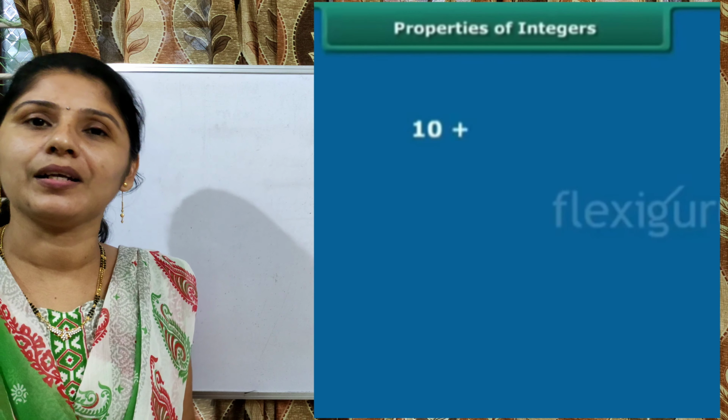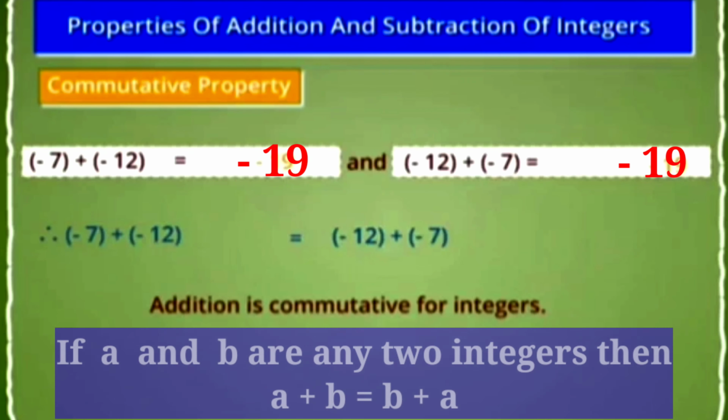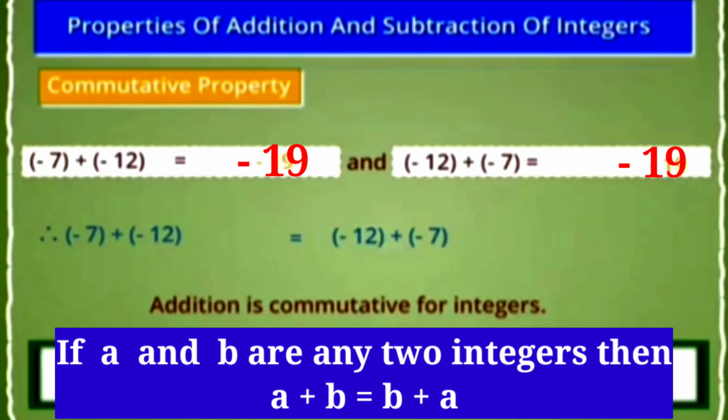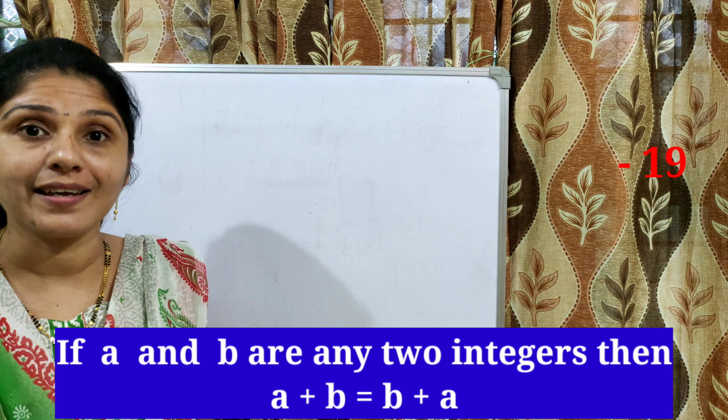As we know that minus 7 plus minus 12 is equal to minus 19 and minus 12 plus minus 7 is equal to minus 19. Therefore, minus 7 plus minus 12 is equal to minus 12 plus minus 7. Thus, addition is commutative for integers. Hence, if a and b are any two integers, then a plus b is equal to b plus a.